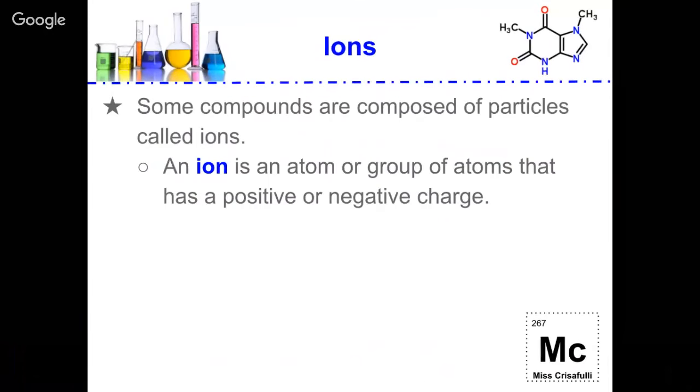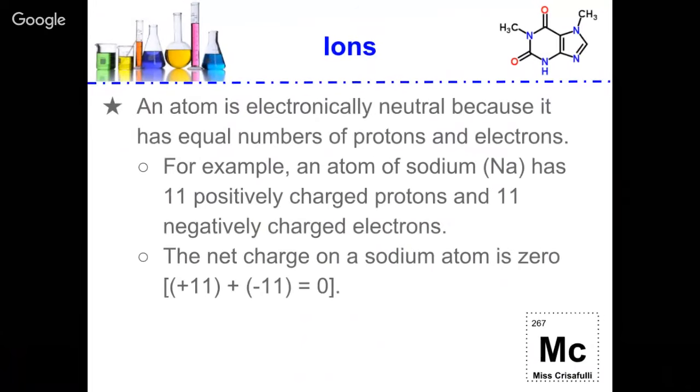Okay. Now we're going to talk about ions. Some compounds are composed of particles called ions. An ion is an atom or a group of atoms that has a positive or negative charge. So an atom is electrically neutral because it has equal number of protons and electrons. We've talked about this. Nothing new.